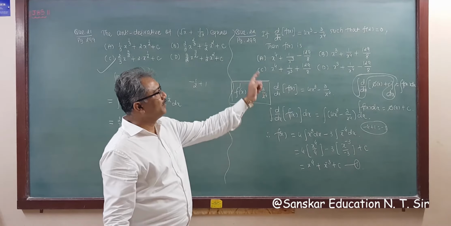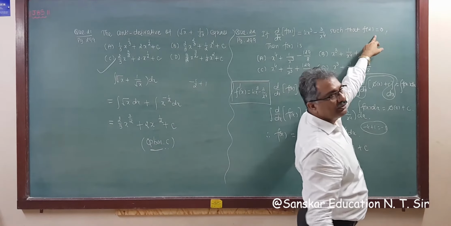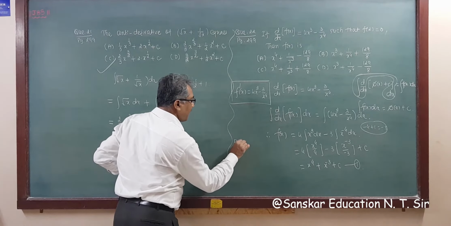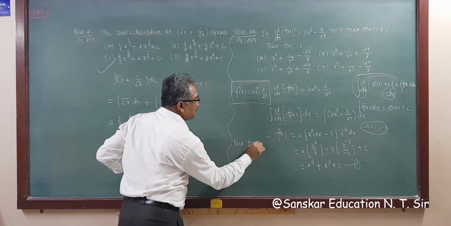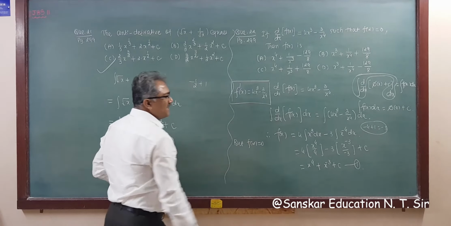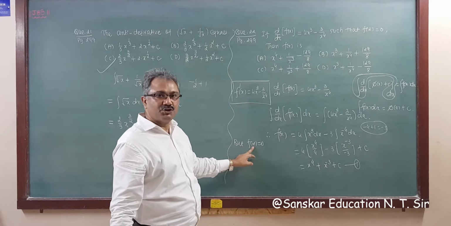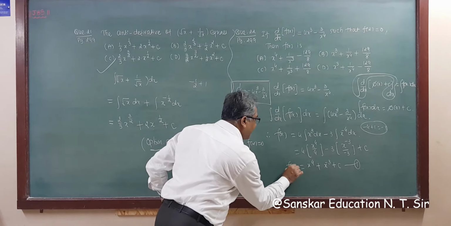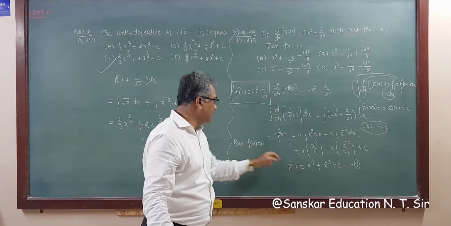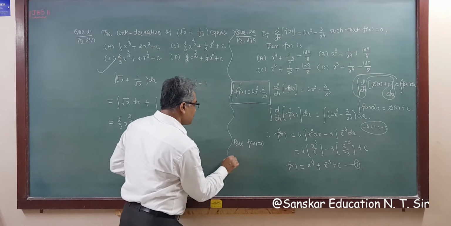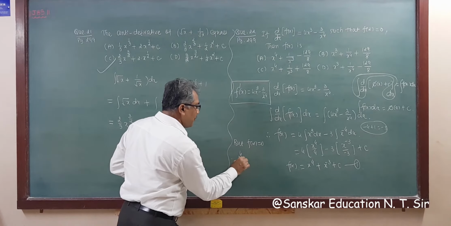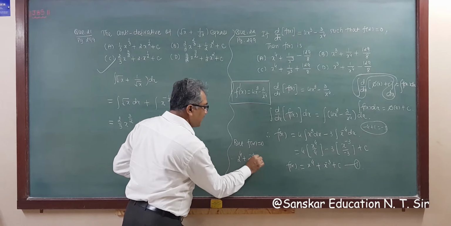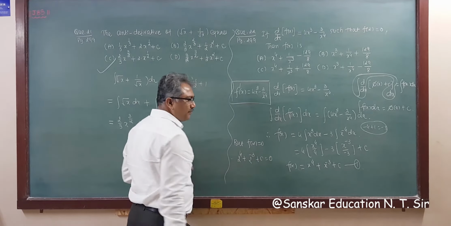Now what is given? But f(2) is equal to 0. So I am writing here, but f(2) is equal to 0. That means you have to substitute x equal to 2. This is your f(x), right? So substituting x equal to 2 here, 2 raised to 4, right? So this is 2 raised to 4 plus 2 raised to minus 3 and plus c is equal to 0.